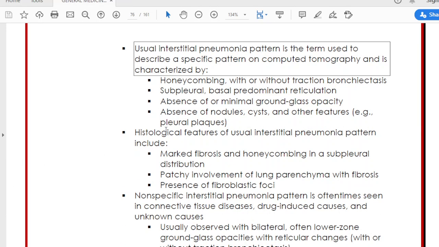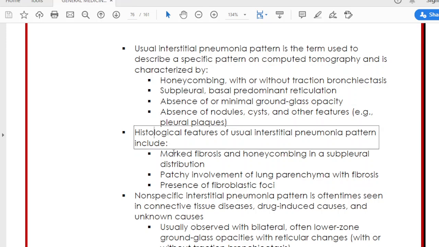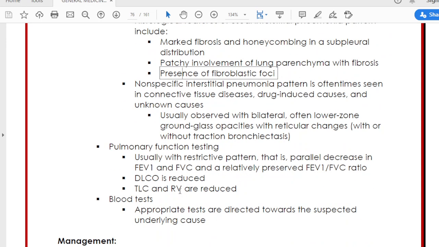Usual interstitial pneumonia pattern is the term used to describe a specific pattern on computed tomography and is characterized by honeycombing, with or without traction bronchiectasis; subpleural, basal predominant reticulation; absence of or minimal ground glass opacity; absence of nodules, cysts, and other features, for example pleural plaques. Histological features of usual interstitial pneumonia pattern include marked fibrosis and honeycombing in a subpleural distribution, patchy involvement of lung parenchyma with fibrosis, and presence of fibroblastic foci.